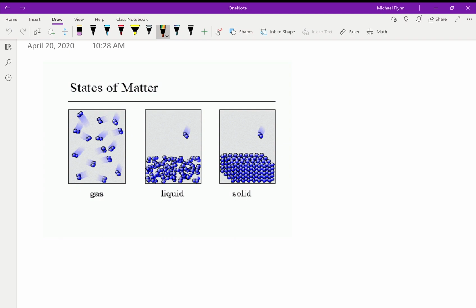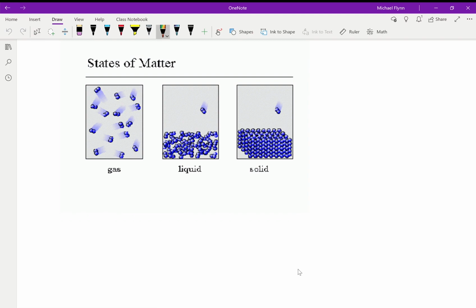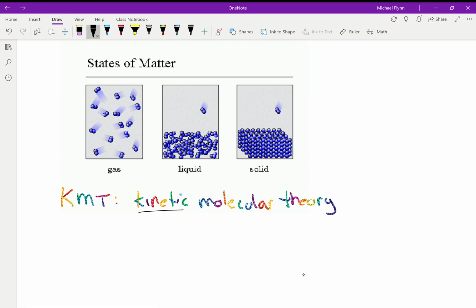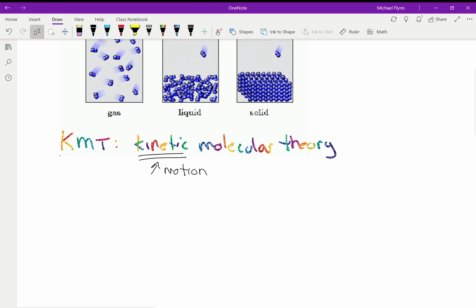Molecules are constantly in motion, so I'm just going to write this here. This is called KMT, kinetic molecular theory. Okay, so the word kinetic means motion, right? So all molecules are constantly in motion.